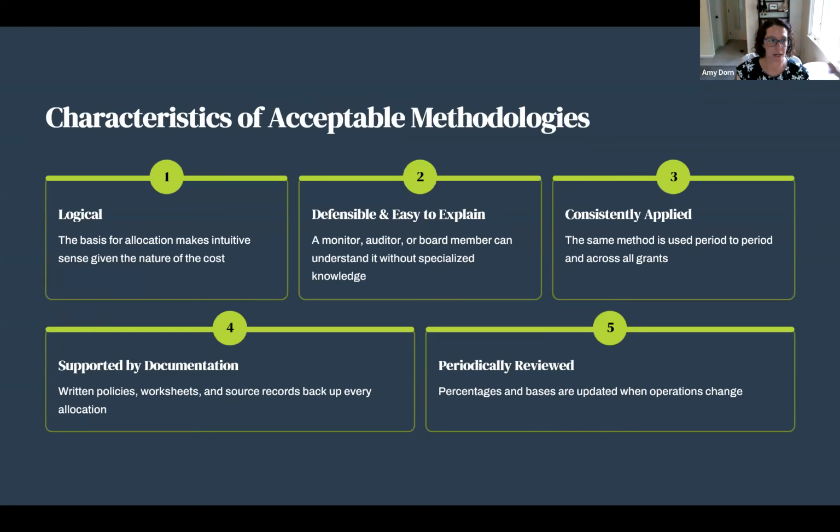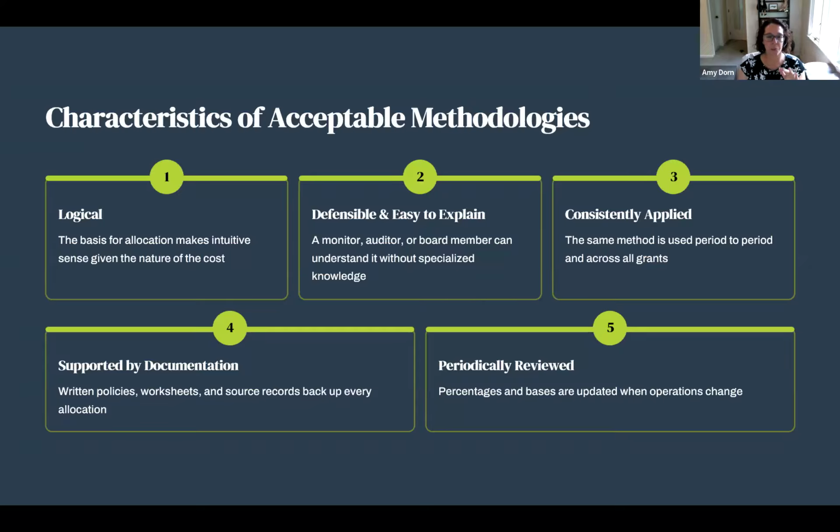All right, so characteristics of acceptable methodologies. So it needs to be logical. It needs to make intuitive sense given the nature of the cost. Like, if you're using the number of devices and who uses it and what programs they work in to allocate IT or phones, then you're not going to use number of devices to allocate the rent. So it has to logically apply to the type of cost that it is. It has to be defensible and easy to explain.